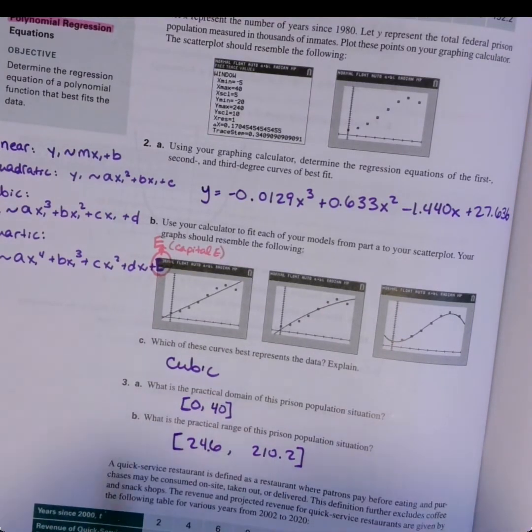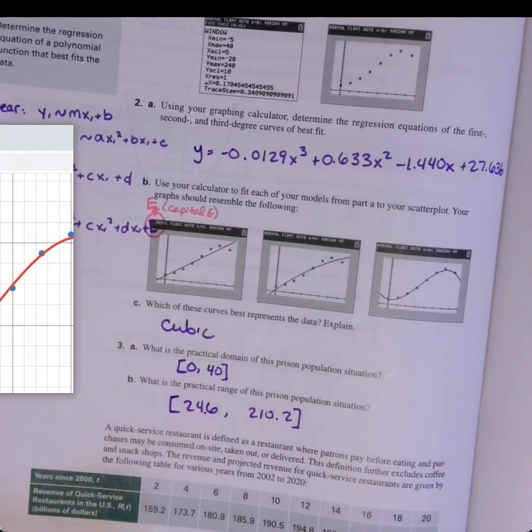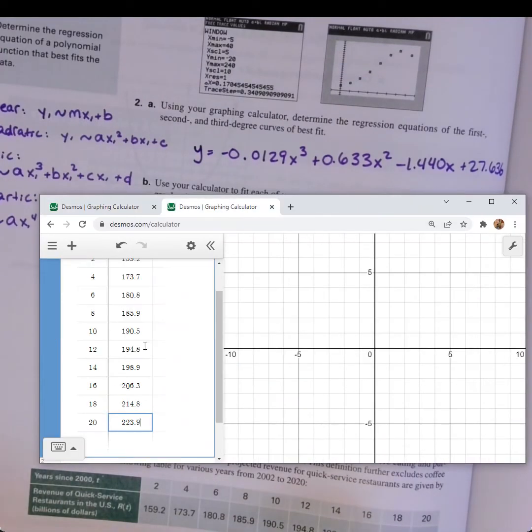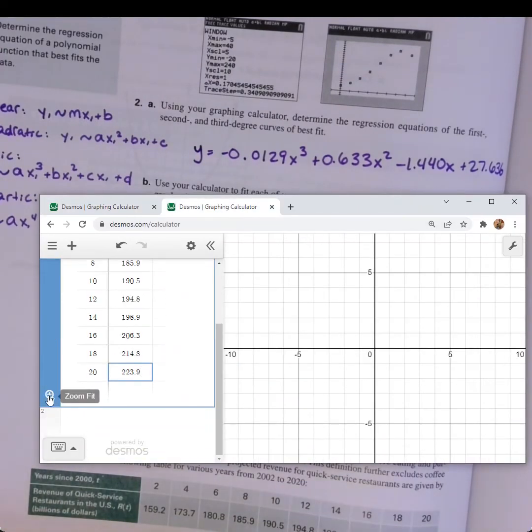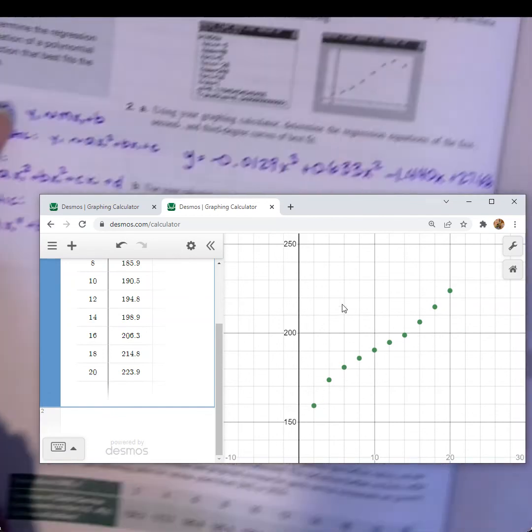All right. Now I've got a new situation to look at. And I've got my data set over here. Let's zoom over on it. This is data on revenue of quick service restaurants in the US. Ooh, interesting shape here. I see a wiggle, and that wiggle makes me think it's going to be cubic. I bet we're going to get to try all of the functions.